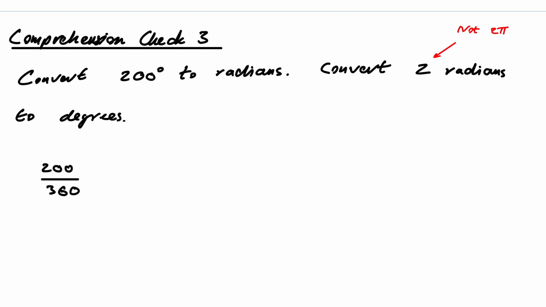And what's a full circle in radians? A full circle in radians is 2 pi. So it would be this fraction of 2 pi. So this is equal to 200 degrees in radians. Nice and simple. On the other hand, 2 radians going to degrees.